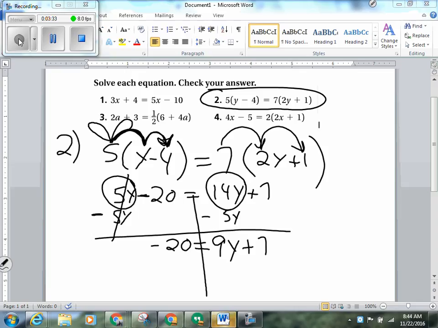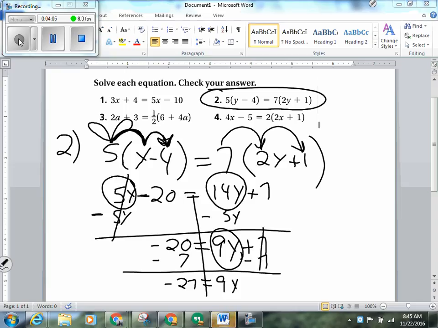Now we're back to what we did 3 weeks ago. A number with a letter, and it is next to a plus 7. It's not by itself. So I have to do what's next to it. That's a plus 7, so I'm going to have to minus 7 from both sides. Negative 20 minus 7 is negative 27 equals 9y, and these cancel.